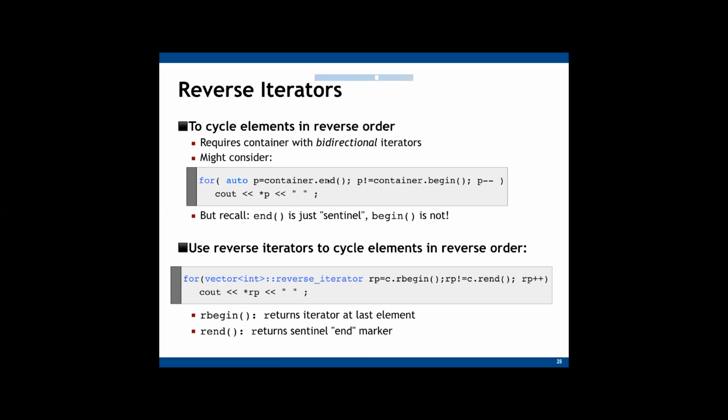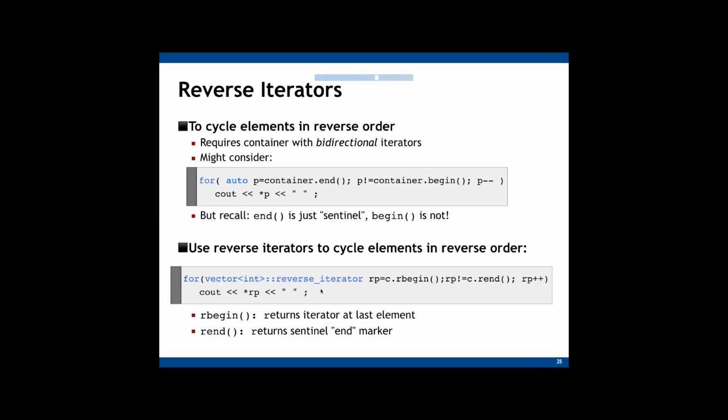So this end member function returns an iterator that is not located at a data item, but is a kind of end marker. So this is not a correct way of cycling elements in reverse order, because this one is not pointing to the actual element data. Instead, you have to use the reverse iterator shown here.